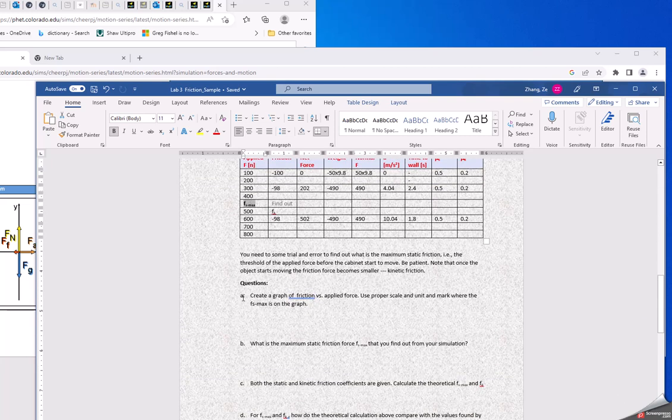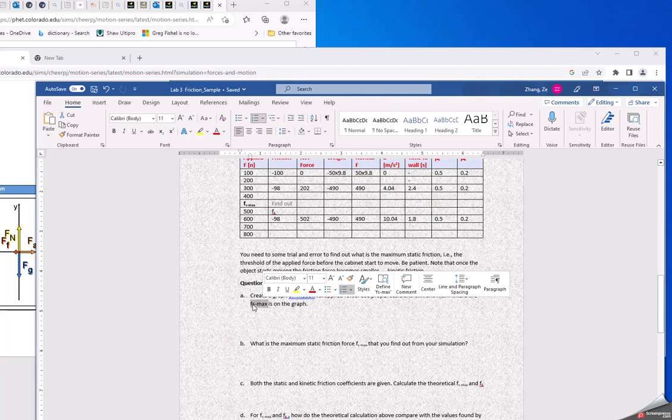Once you have that, you will need to graph the friction versus applied force. I drew that picture in the class. It's a straight line: more applied force, more friction, but that's only below the maximum friction. Once it's beyond the maximum static friction, you will have a flat plateau, and that's kinetic friction. Like a kind of sawtooth. But you draw exactly to scale and mark where this maximum static friction is.